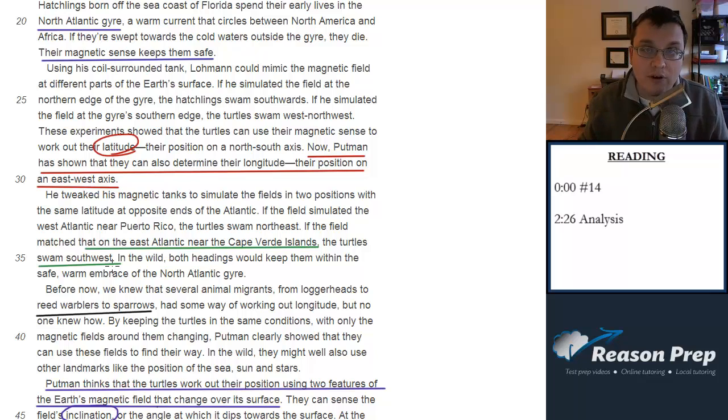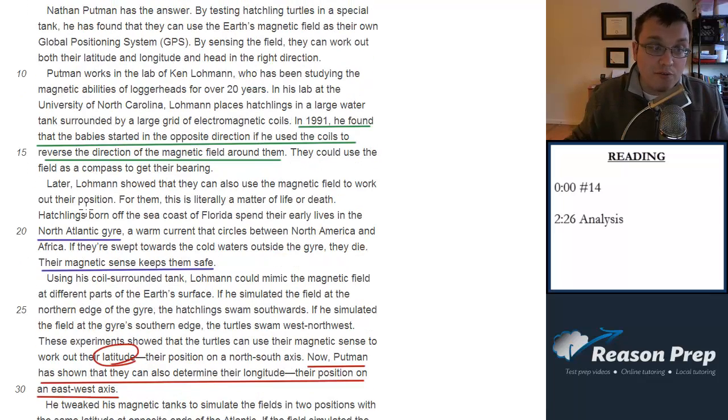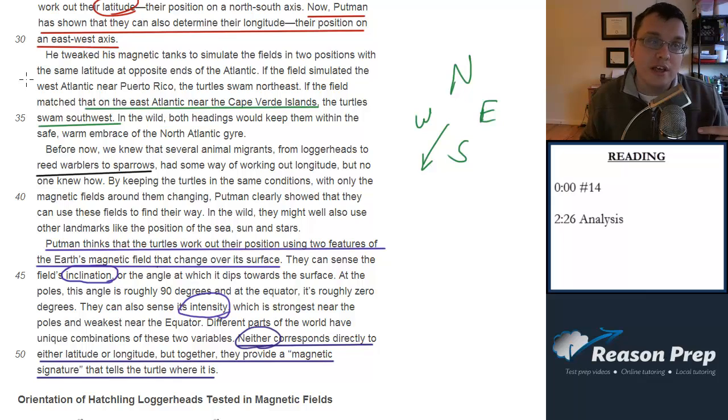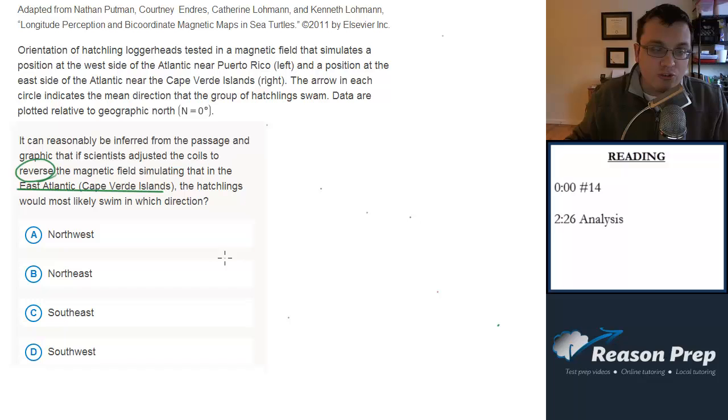So let's put these two together. If they swim southwest when the field matches that which you would find in the East Atlantic, and you reverse it, they're going to swim, as we saw in the first part, in the reverse direction. So if they're swimming southwest originally, when we reverse it, they're going to swim northeast. And so we look at the choices, and indeed, B would be the answer.